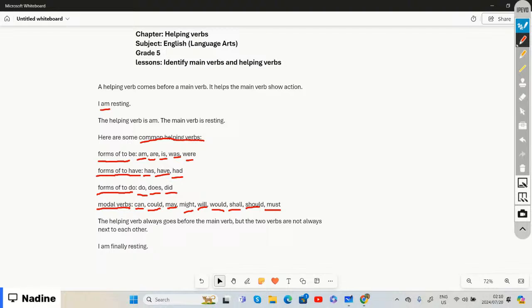All right. So also the helping verbs always go before the main verb because it basically helps the main verb to show the action. But the two verbs are not always next to each other. So sometimes the verbs can be scattered. It doesn't necessarily have to just be next to each other.